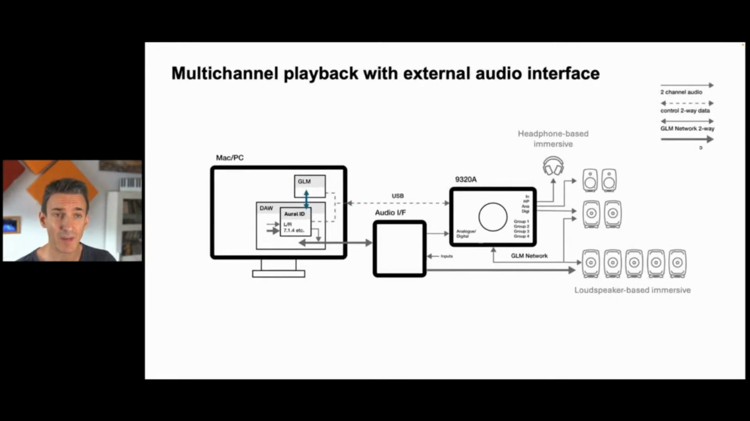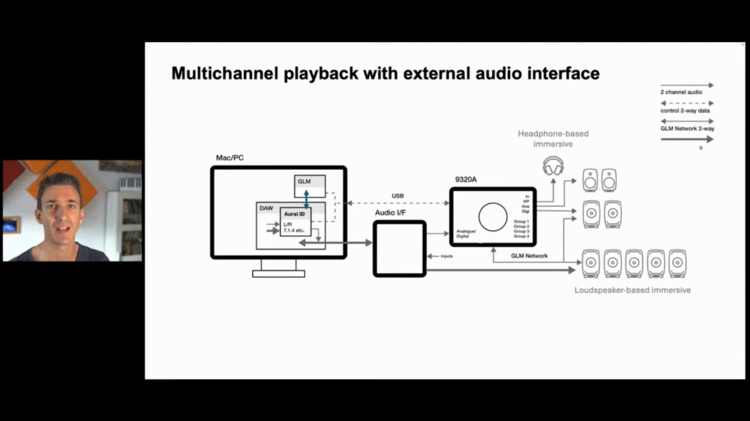If you want to use real multi-channel playback with, for example, surround or immersive setups, then you would, of course, need an external interface because, as said, the 9320 can only do stereo. At this moment, the 9320 still is very useful because you can switch groups, you can control GLM, you can make all of your basic adjustments, but the audio is run through the interface, so through an external device. It's also important, I did not mention that before, that the 9320 is not capable of doing audio over IP.